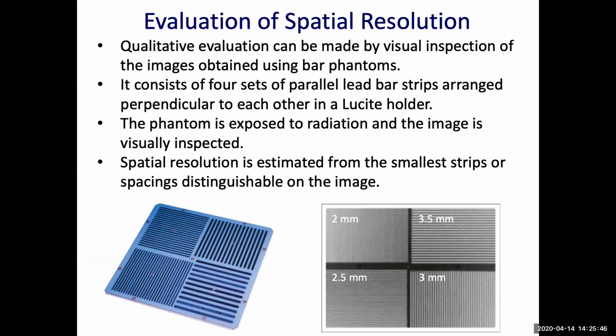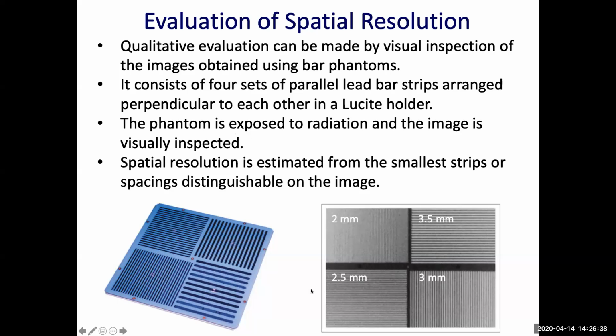So spatial resolution can be evaluated qualitatively or quantitatively. Qualitatively means without numbers, just looking at it, like observing the phantom and seeing how good the quality of the image is. So qualitatively, it's a visual inspection of the image obtained by using this kind of phantom called a bar phantom. It consists of 4 sets of parallel lead bar strips arranged perpendicular to each other, and this is the slide holder. Okay, the width and the spacing of the strips are different in each quadrant, as we see here: 2 millimeters, 2.5, 3.5, and 3 millimeters.